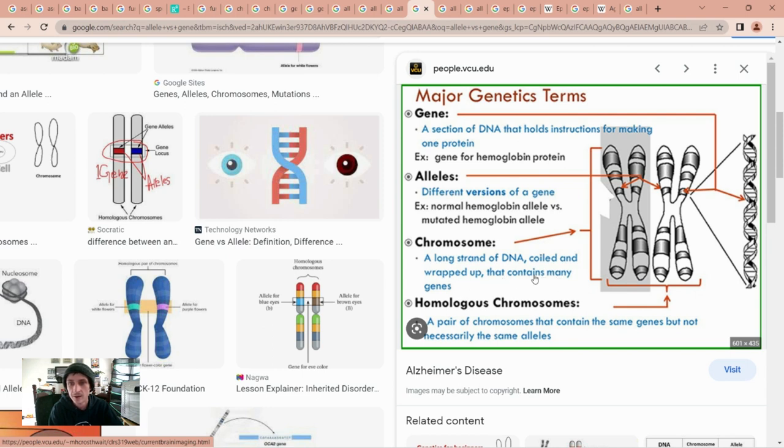So a chromosome is just a bunch of different genes. And a gene is a section that holds instructions for making a protein. And then the allele is just a different version of the gene.